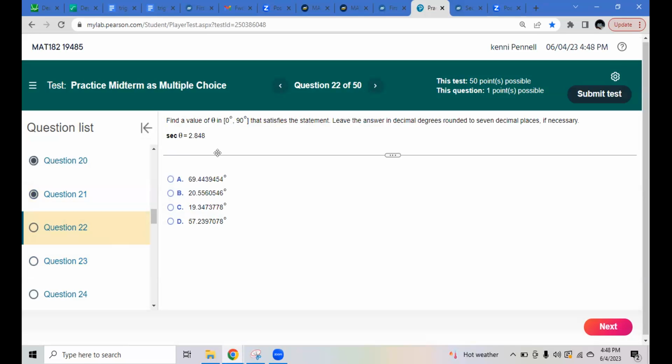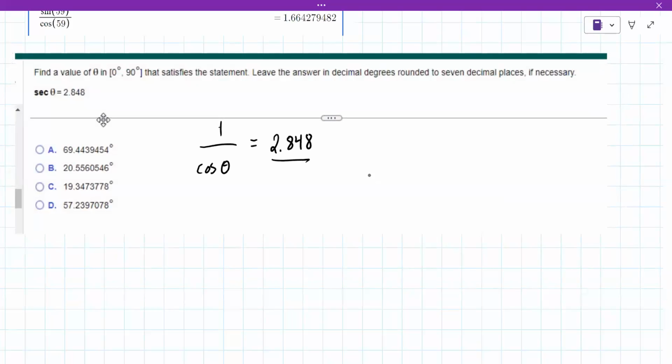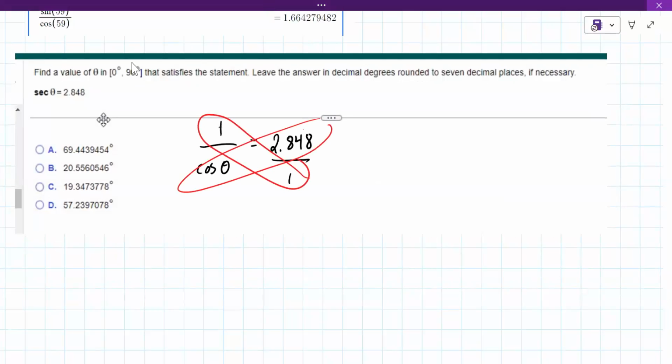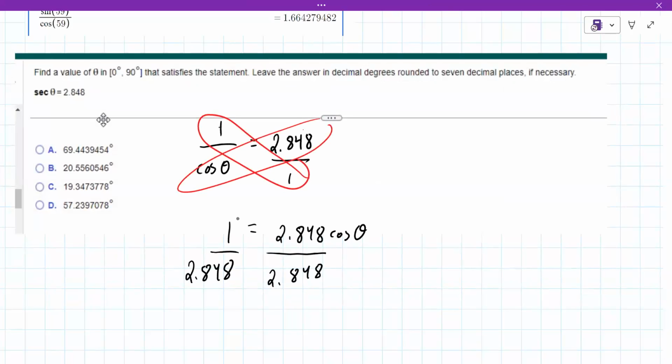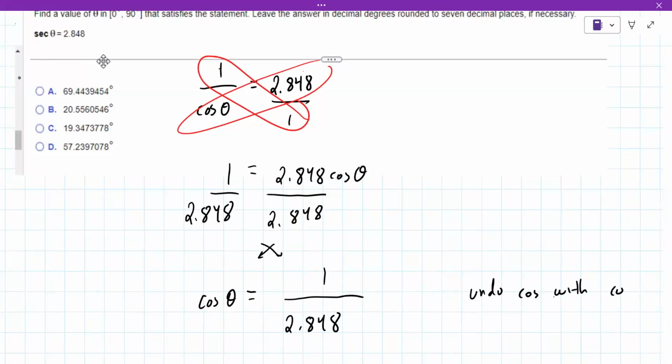Okay. I'll share my screen to explain this one. Right, so like you mentioned here, it's really 1 over cosine theta equals 2.848. And so you're cross multiplying here. It's the way a lot of students do it. You're multiplying this direction and this direction. So you're getting 1 equals 2.848 cosine theta, and then you divide both sides by 2.848. And then just switching sides here, cosine theta equals 1 over 2.848. So you undo cosine with cosine inverse.